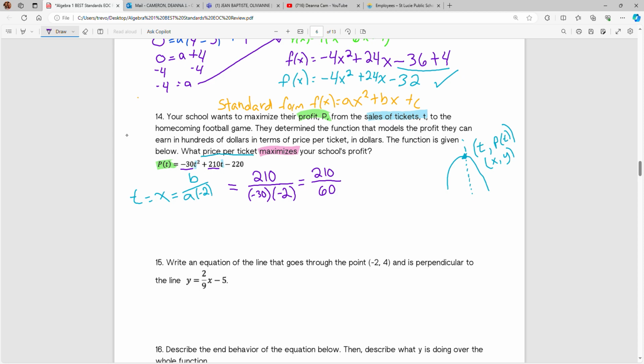And now every fraction is a what kind of question? Every fraction is a division question. So you can just divide that on your calculator and you're going to get 3.5. And then the question is, what price per ticket maximizes your school's profit? So we just need to take our answer here, our 3.5, and turn it to look like money.